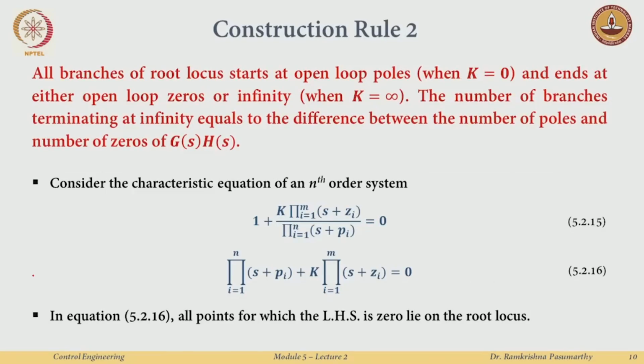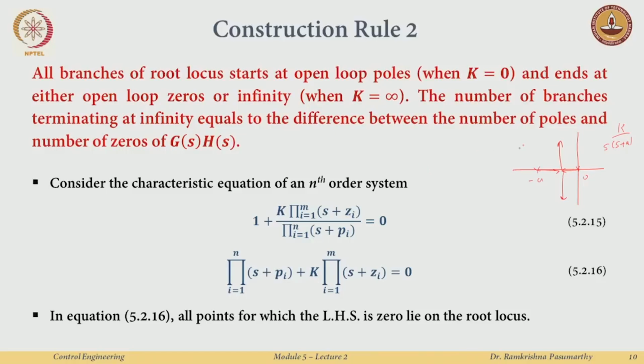Okay. The second rule says that all branches of the root locus start at the open loop poles when k is 0 and end at either open loop zeros or infinity as k goes to infinity. Like what we saw last time, we had a transfer function of the form k times s plus a, and we had two poles, a pole at 0 and a pole at minus a, and these two guys started moving, one to the right, the other to the left, they meet and then they diverge, right. Okay. So, see that two branches meet and then they go to infinity.